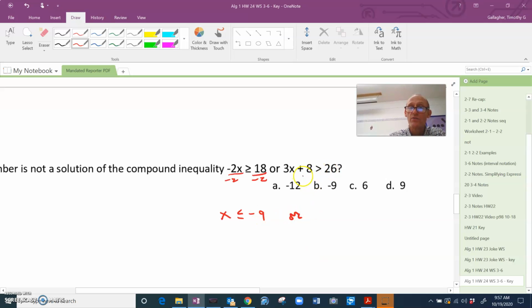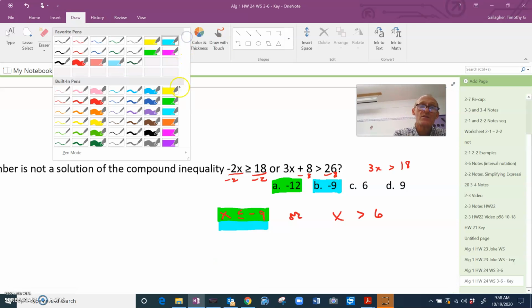Or I'm going to solve this one, and I'm going to subtract the 8. And I get 3x greater than 18. Divide by 3, and I get x greater than 6. Now, if a number is greater than 6 or less than or equal to -9, it's a solution. So this one is a solution because -12 fits here. Now, this is a solution because that fits here too.